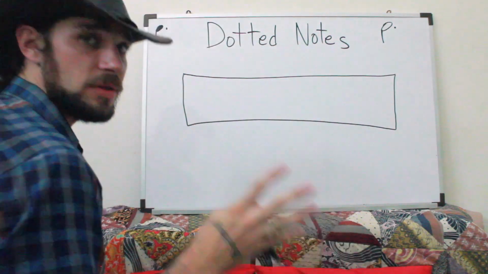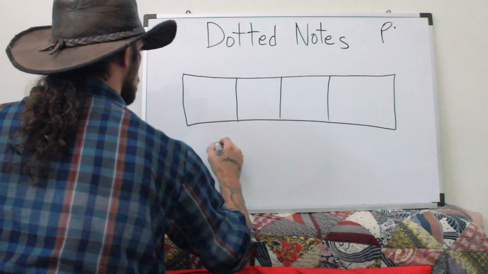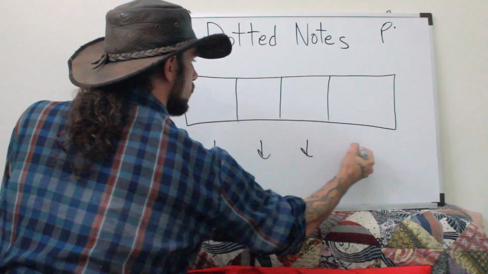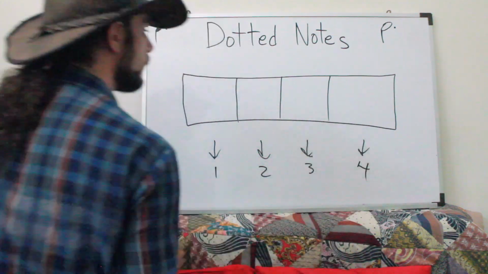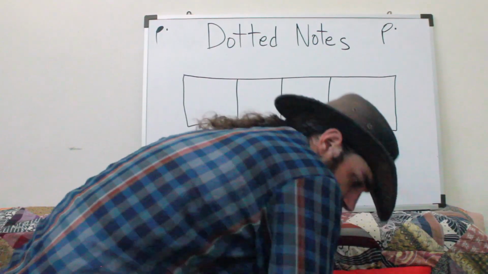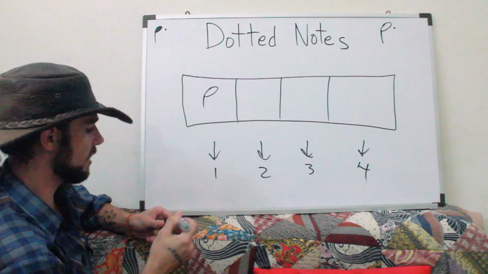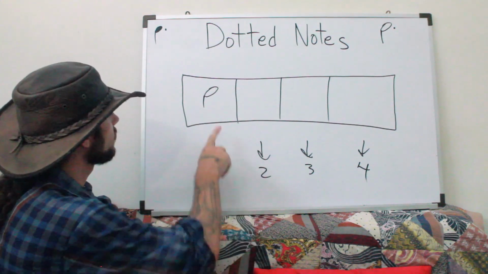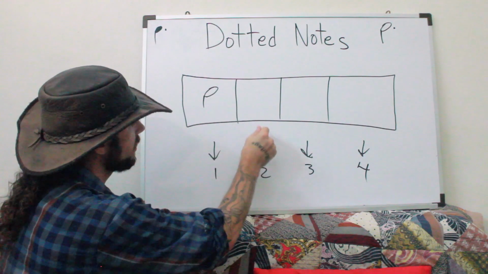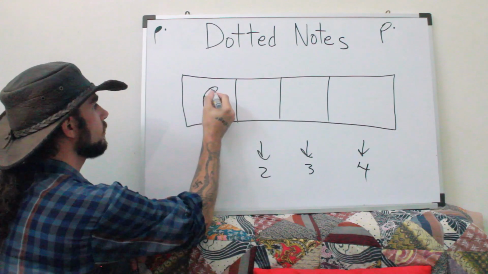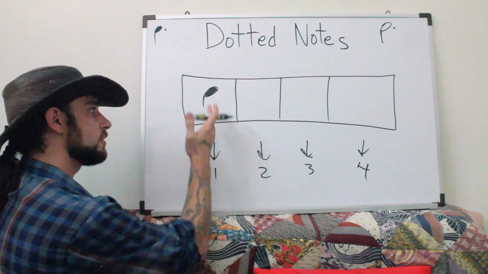Alright, and let's divide it into 4 quarters. This is going to be our downbeats: 1, 2, 3, and 4. So far, we've had notes like a half note, and our half note is going to receive 2 beats. So 1 and 2. So 1, 2, 3, 4. We've had quarter notes. So 1. So this here.